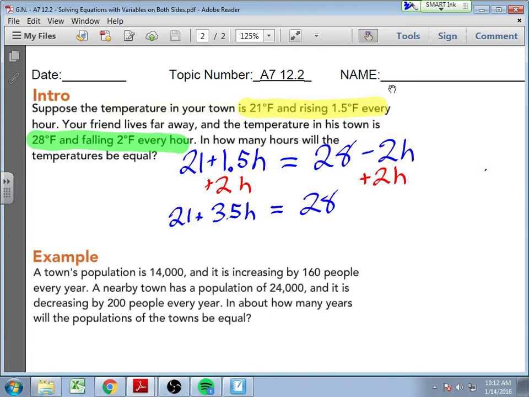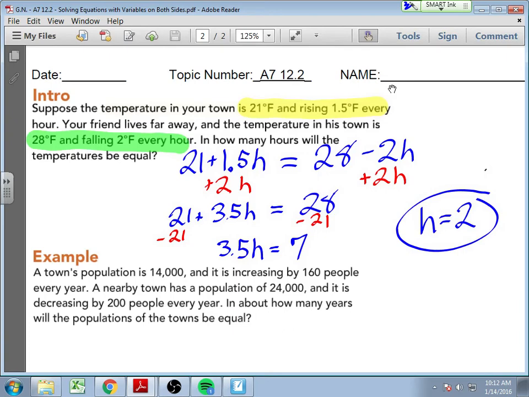Now, Ashton, your card was up. That's, I think, why my brain switched it up. What would you do? Subtract 21. Subtract 21 because I see I have my variable values together. I want to get it alone. That gives me 3.5H equals 7. Zach? H is 2. When we do the division, H will then be 2.